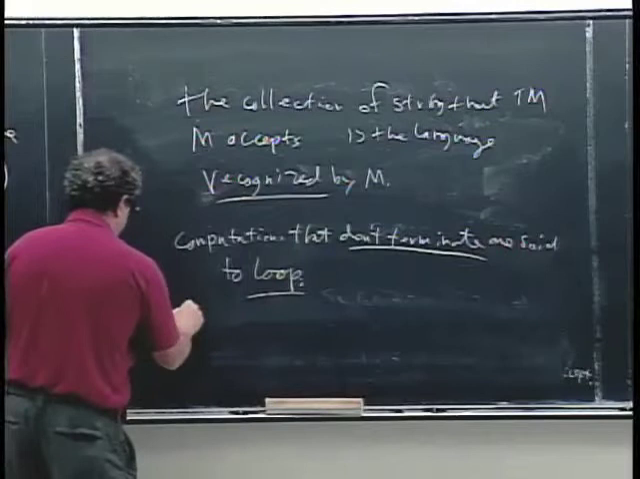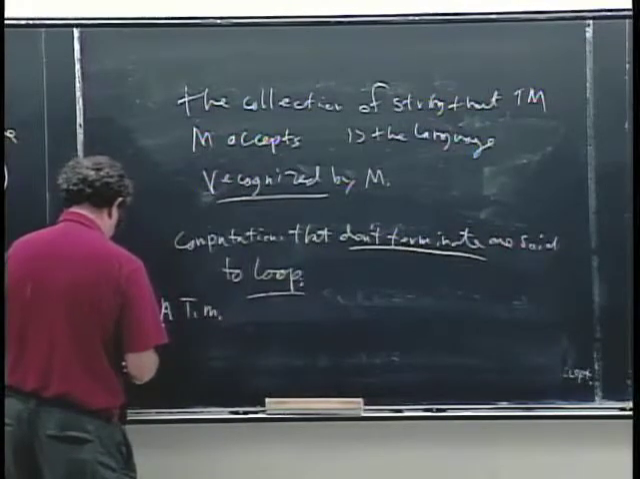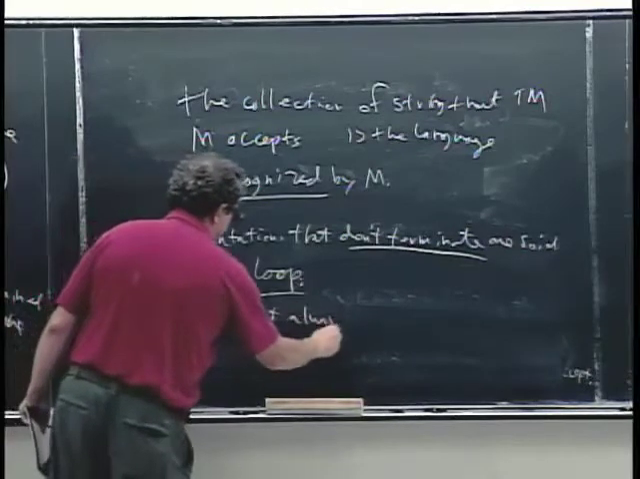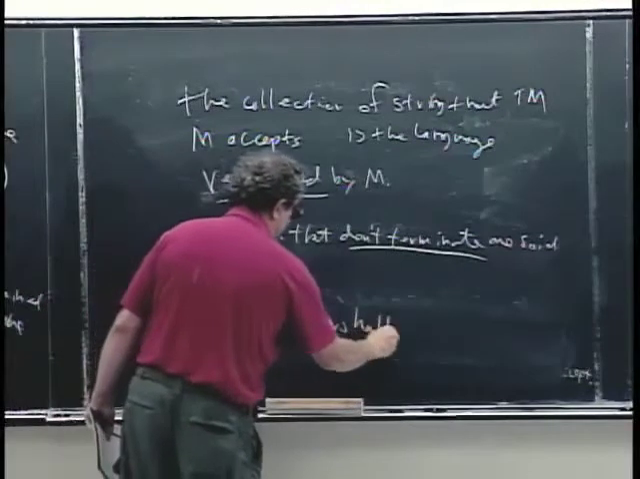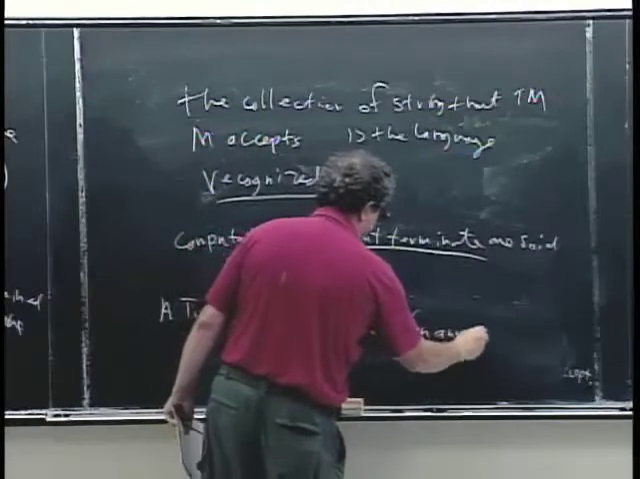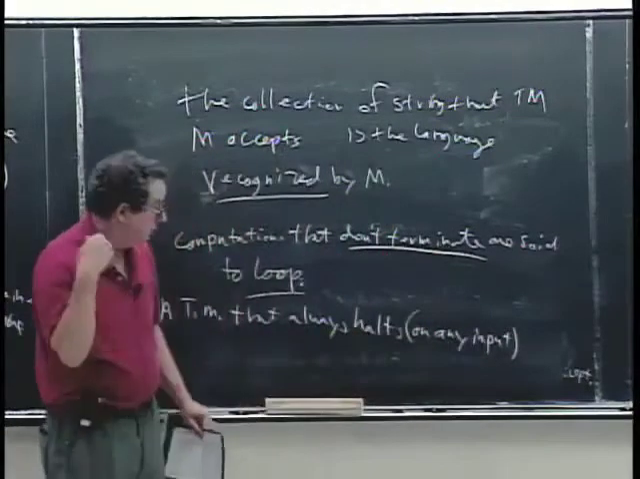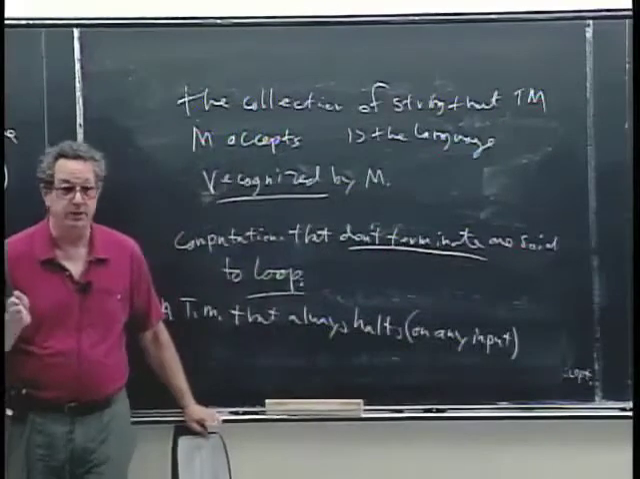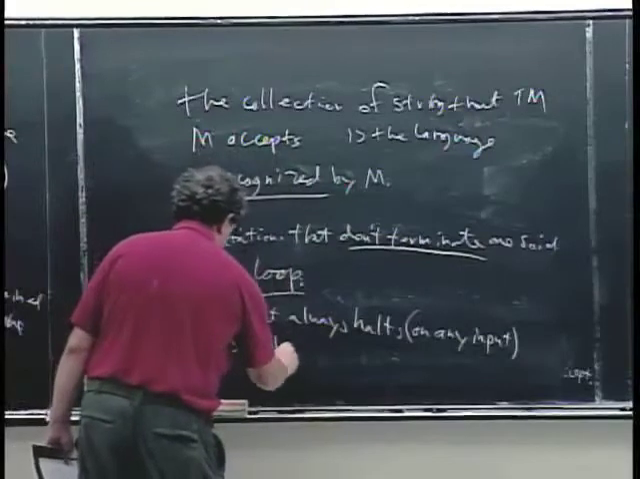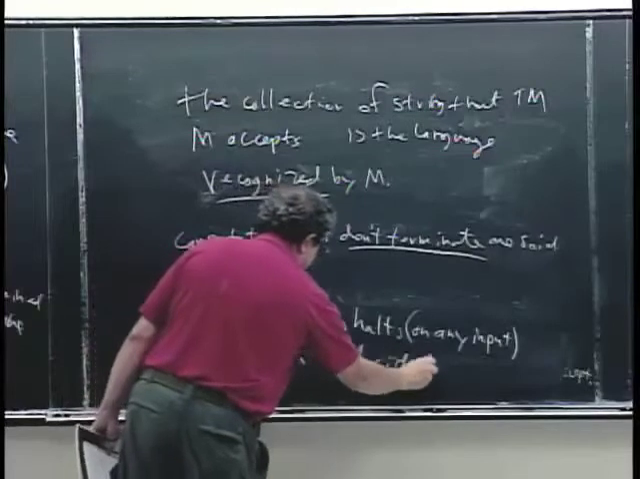A Turing machine that always halts, that is, on any input always terminates, running ultimately either to an accept or reject state, is called a decider. Okay?